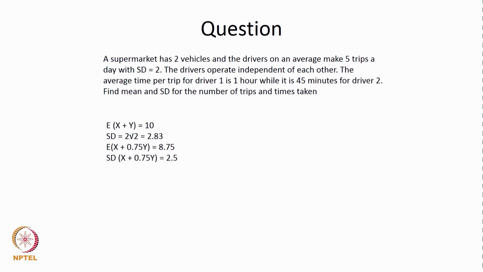So, they make 5 trips on an average. So, E of x plus y is 10, 5 plus 5. The standard deviation is 2 for each, so root 2 times 2, as there are 2 drivers, gives 2.83. The time taken is x plus 0.75 y, so the mean is 8.75, and the standard deviation of x plus 0.75 y turns out to be 2.5 when we use the equations to find out the value.